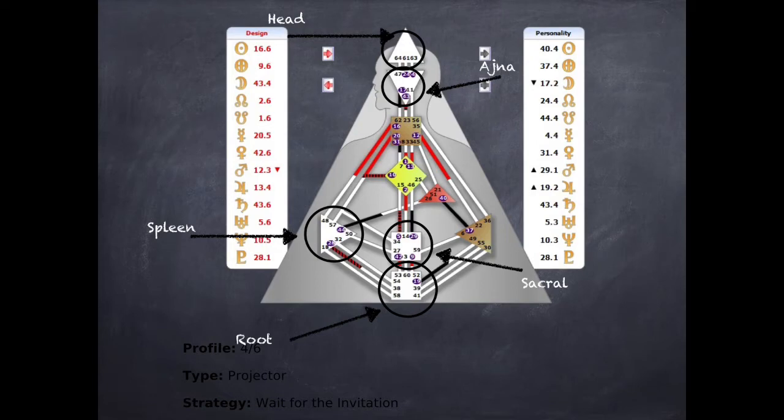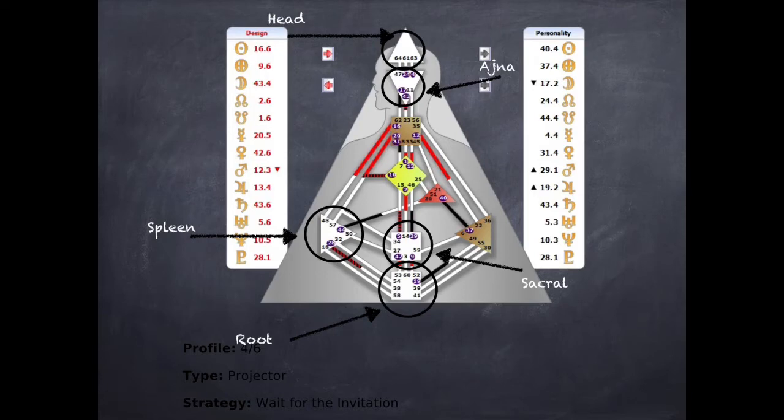And then if we look at the root that is just below the sacral, that talks about adrenaline energy. And when you have an open root, it's considered what's called a pressure center. There are two pressure centers in the human design system, and those two pressure centers are the head center and also the root center. So this person has both pressure centers undefined.